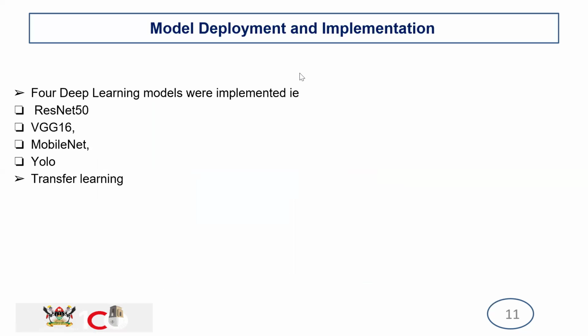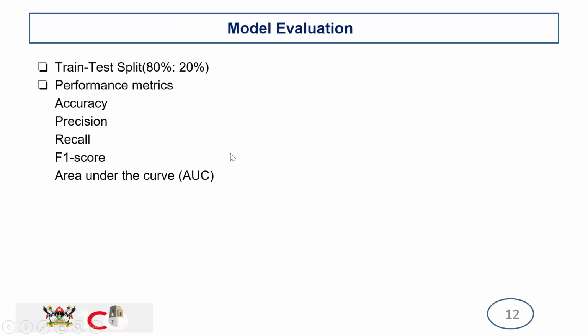We implemented models like already mentioned: ResNet50, VGG16, MobileNet, and YOLO. We also implemented transfer learning in the models simply to help them learn and converge better. I used a train-test split of 80% for training and 20% for testing. And these models, like I already said, were evaluated using accuracy, precision, recall, F1 score, and area under curve.